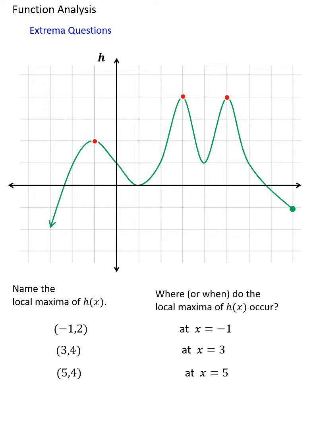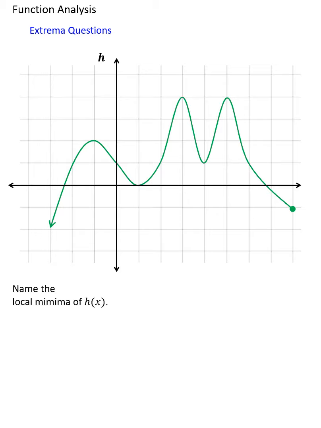In other words, when you're asked where or when did the local maxima occur, we don't mention the y values. We simply mention at this x value or that one. Now, there's no additional information here, but it's a matter of formatting. It's a matter of how you answer the question, depending on how the question is phrased.